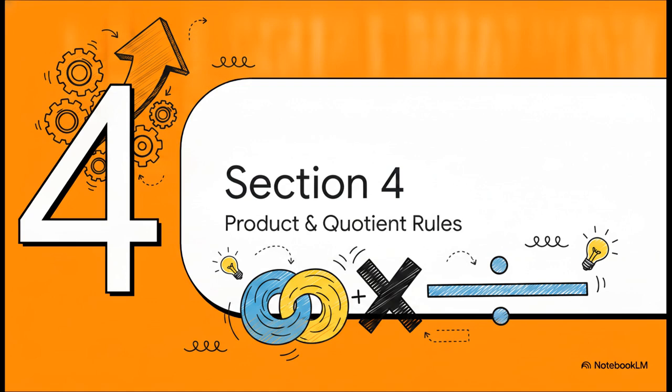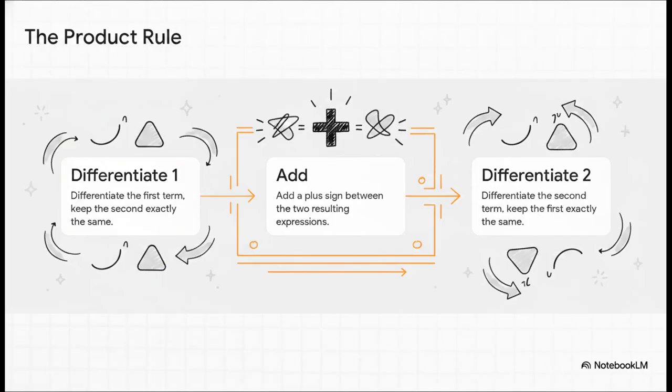All right, Section 4, Product and Quotient Rules. Now we're shifting our focus to some slightly more advanced tools that will definitely pop up in later chapters when two terms are either multiplying or dividing each other. Let's see how this builds when two variables are actually multiplying each other.